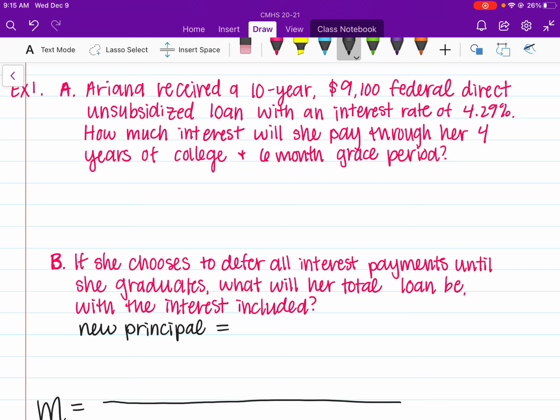Ariana received a 10-year, $9,100 federal direct unsubsidized loan with an interest rate, the APR, of 4.29%. How much interest will she pay through her 4 years of college and the 6-month grace period? So remember, unsubsidized means that the Department of Education is not going to pay for her interest. So while she's in school, she does have to pay the interest. So it's asking for how much interest.